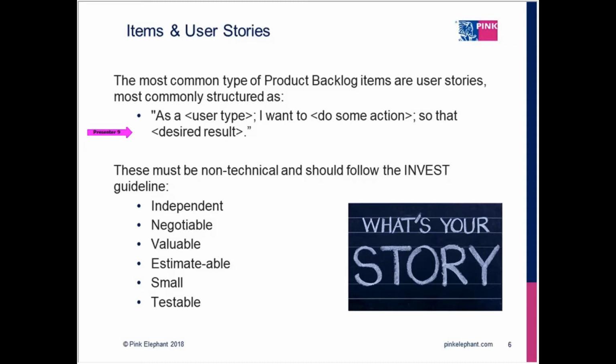So the format is, as a user type, so when I do different project work, I have a roles catalog. Here's all the different roles that are going to be working or involved in this particular service or product. And then based upon the role that you have, what do you want to do? What's your action? You want something that's a functional requirement. And then it's going to produce some type of desired result.